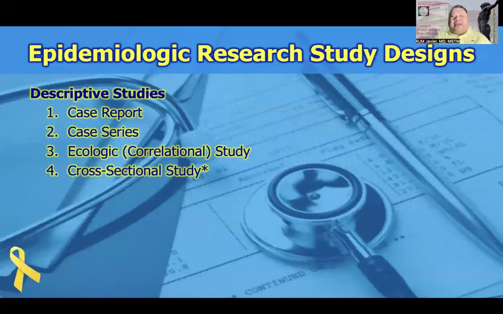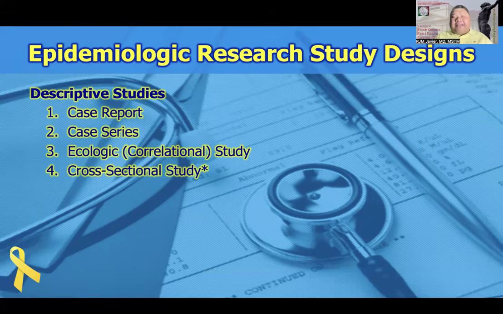Now, you have learned that we can also dichotomize, or divide, classical epidemiologic research designs into two broad categories. You have your descriptive studies and you have your analytic studies. Under descriptive studies, things that we have previously looked into would include your case report and your case series, your correlational studies, and your cross-sectional studies.